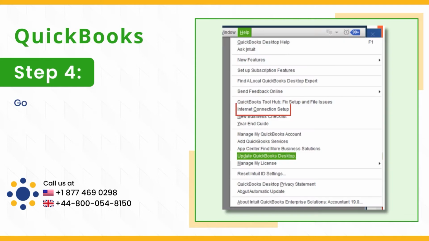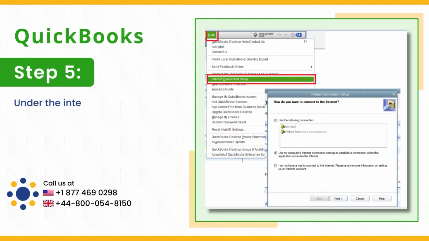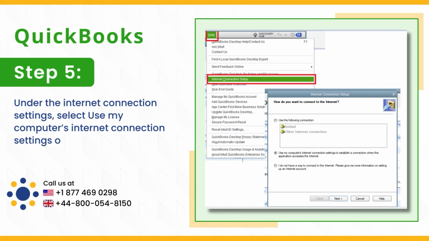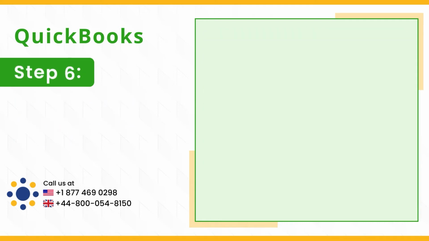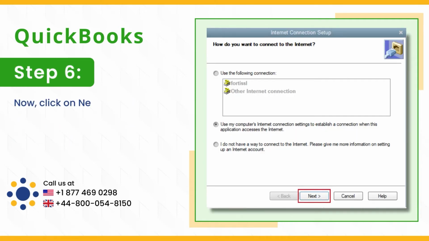Step 4. Go to the Help tab and select Internet Connection Setup. Step 5. Under the Internet Connection Settings, select Use My Computer's Internet Connection Settings option. Step 6. Now click on Next, then Done.